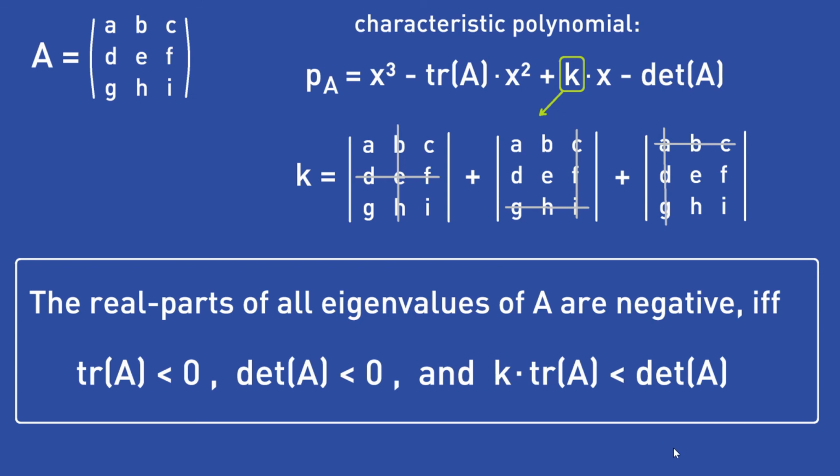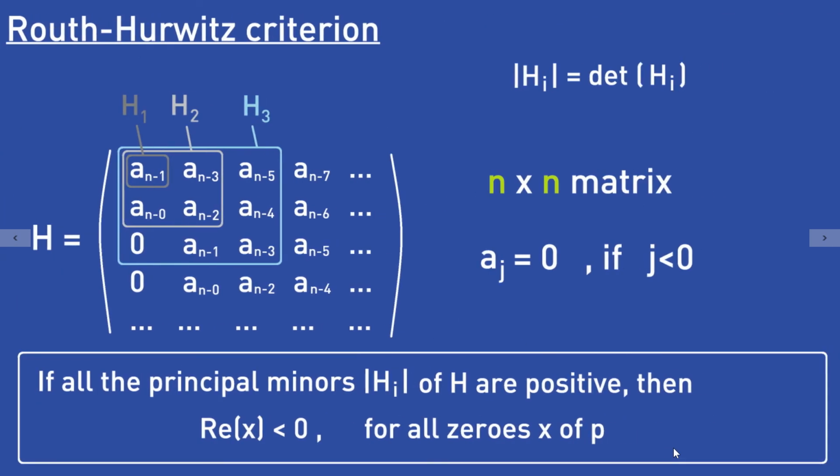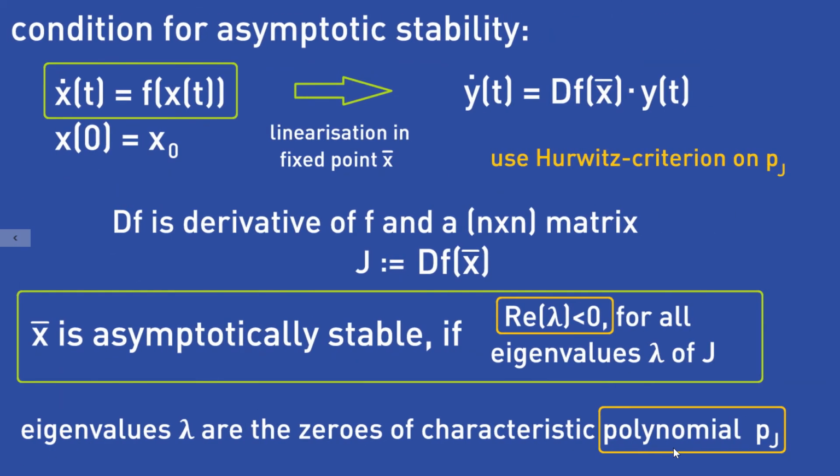Okay, I hope this video could show you that the Routh-Hurwitz criterion is especially helpful when taking a look at the stability of fixed points. The idea is to use the criterion on the characteristic polynomial Pj to quickly find out when a fixed point is asymptotically stable.